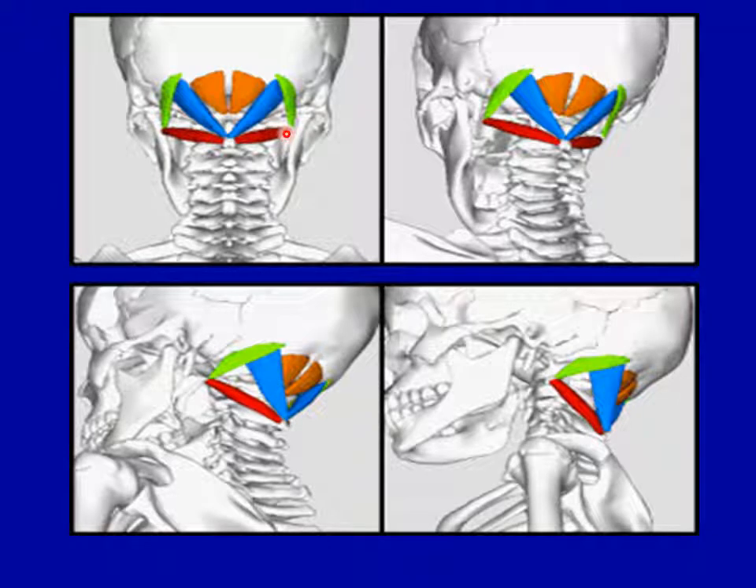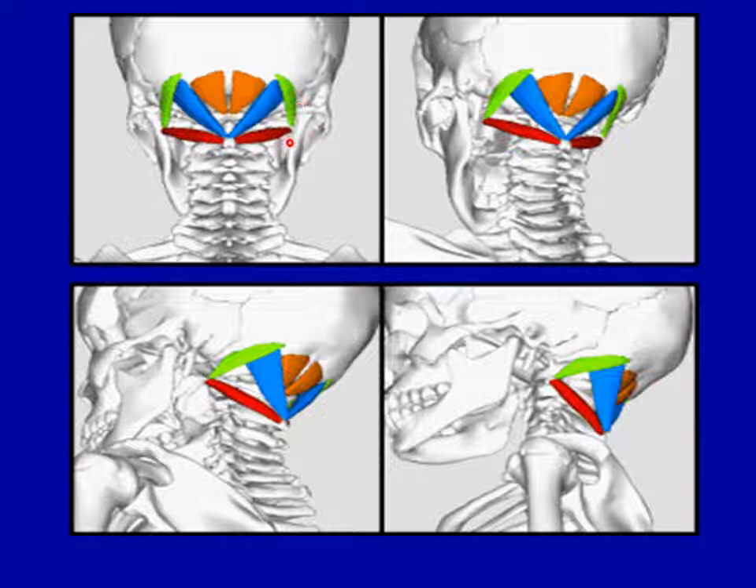Let us discuss the action of the suboccipital muscles. All the four muscles collectively maintain the position of the head. The rectus capitis posterior major, minor, superior oblique and inferior oblique maintain the position of the head. The two recti, the rectus capitis posterior major and minor, and the superior oblique extend the head at the atlanto-occipital joint. So these three muscles are responsible for extension of the head at the atlanto-occipital joint.